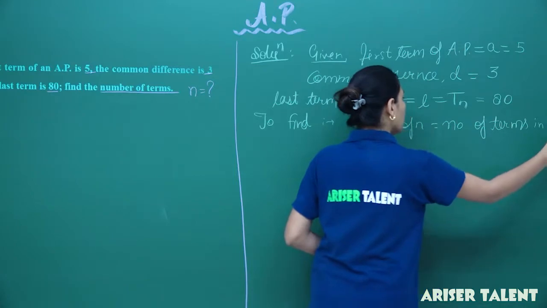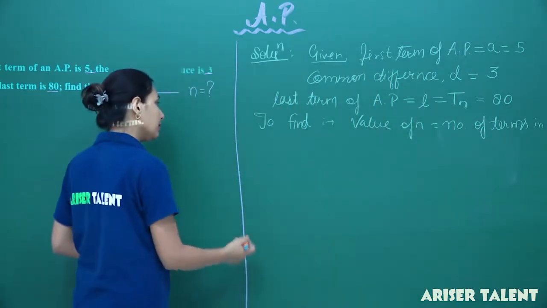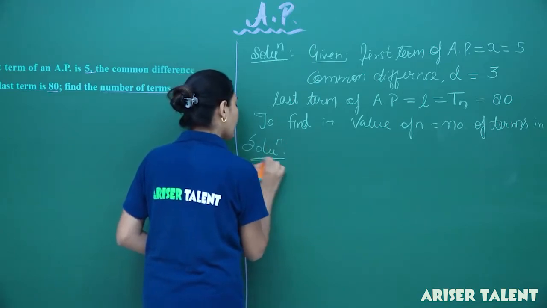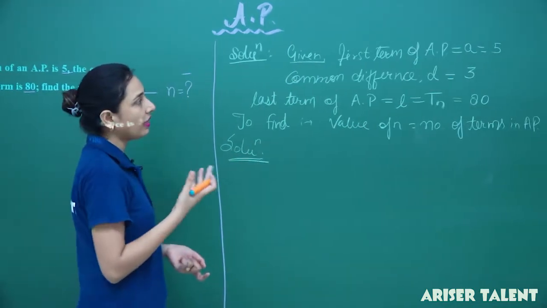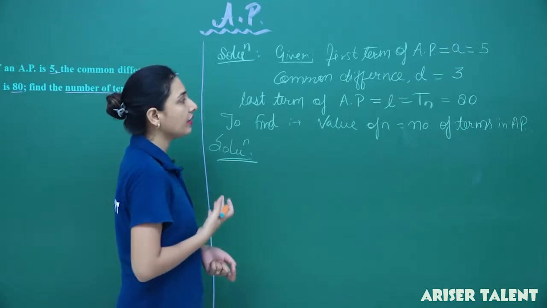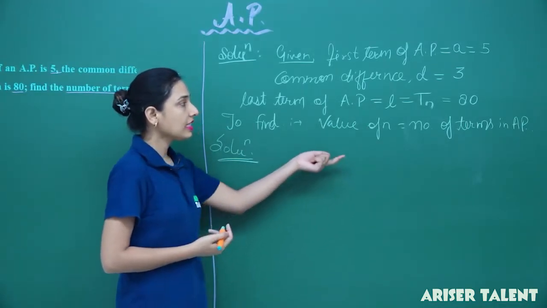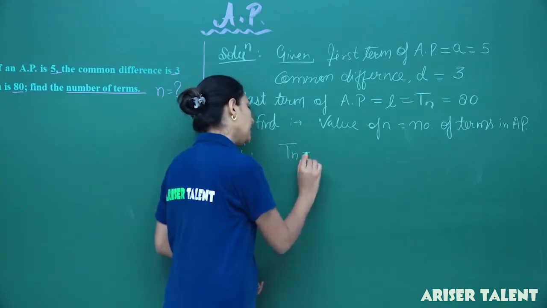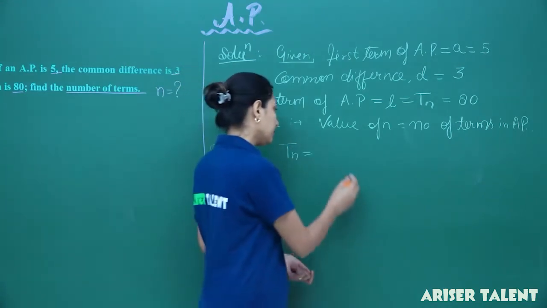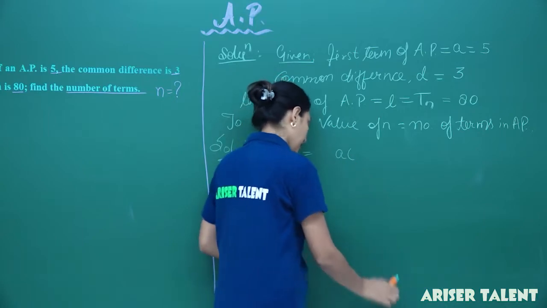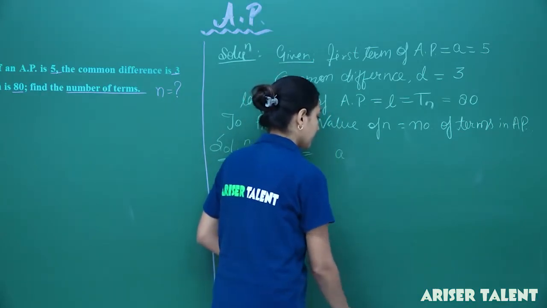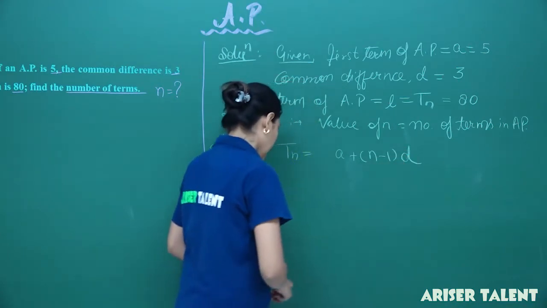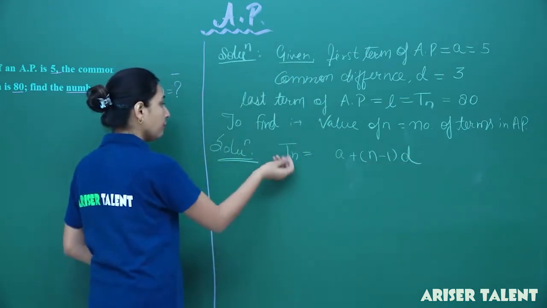Okay, students, so we have formulas, and actually our solution starts from here. We have A, we have D, we have Tn. Now we are asking about n. So, what is the formula of Tn? Tn is A plus n minus 1 D. This is our one formula.